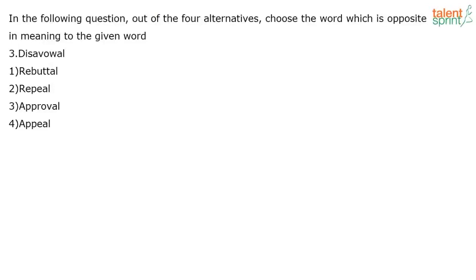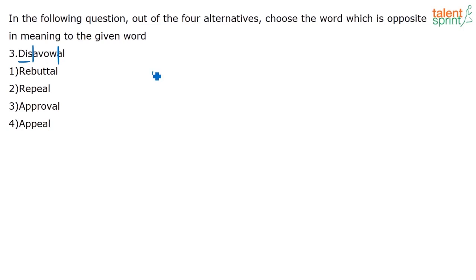Disavowal. See, this is another word where I can apply the concept of prefix and suffix meaning, right? So if I remove the obvious prefix in this question, dis, I have avowal. I'm going to remove the obvious suffix as well, al. We have a lot of words with al, right? If you look at the options itself, I have rebuttal, repeal, approval, appeal. All of these words have al as a suffix.